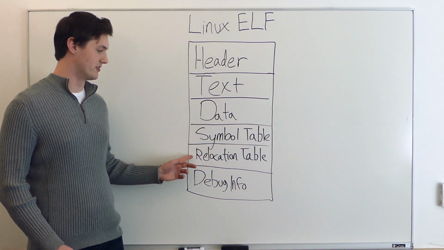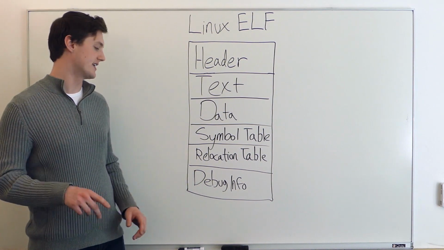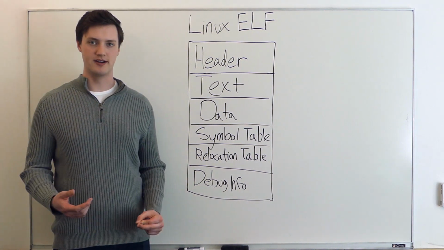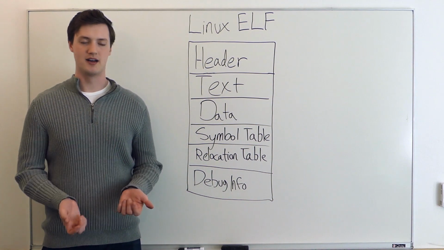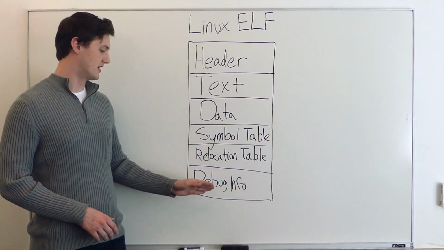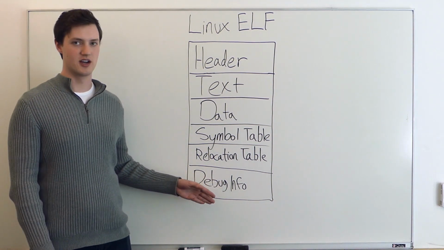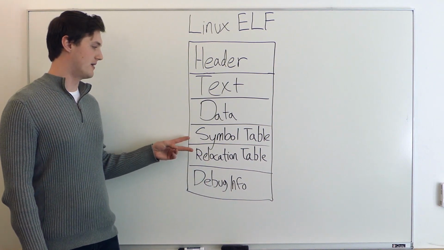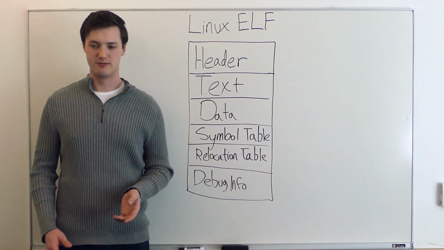Then we have our symbol table and relocation table. We'll get back to those in just a second. At the end here, we just have some debug info depending on how you compiled your C file. Nothing really crazy or too interesting going on down there. But now let's take a look back at the symbol table and the relocation table.